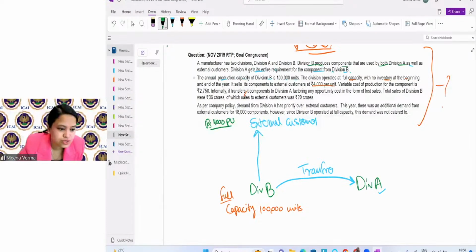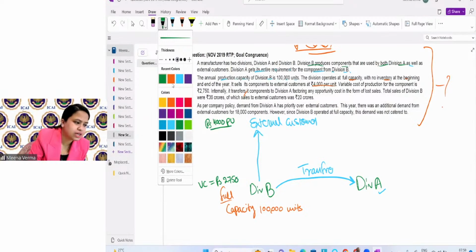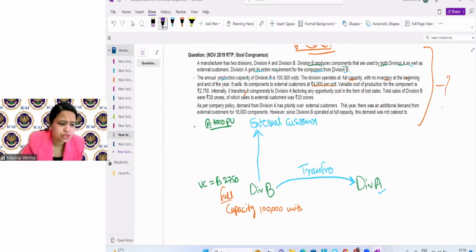The variable cost of production for the component is, their variable cost is what? Rupees 2750 is the variable cost. Their variable cost is 2750. Okay. Transfer its component to division A, factoring any opportunity cost in the form of lost sale. The total sale of division B was rupees 36 crore. Okay, so their total sale is how much?